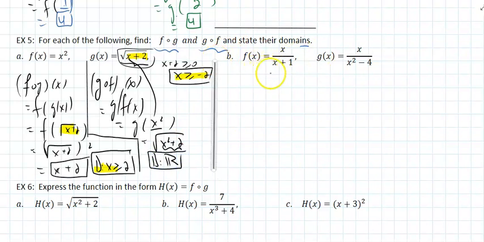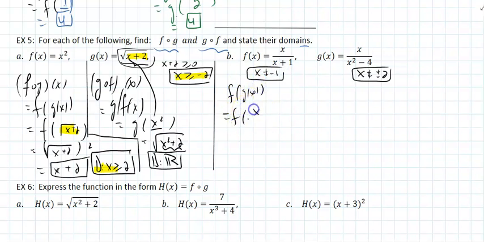Example B. If I use f of x, I know that x cannot be negative 1, and if I use g of x, I know x cannot be plus or minus 2. These are the only restrictions we have. So when I start with f of g of x, in part A, so to speak, that's f of g of x, which is x over x squared minus 4. Automatically, that domain carries with it. So far, I know this is the restriction.